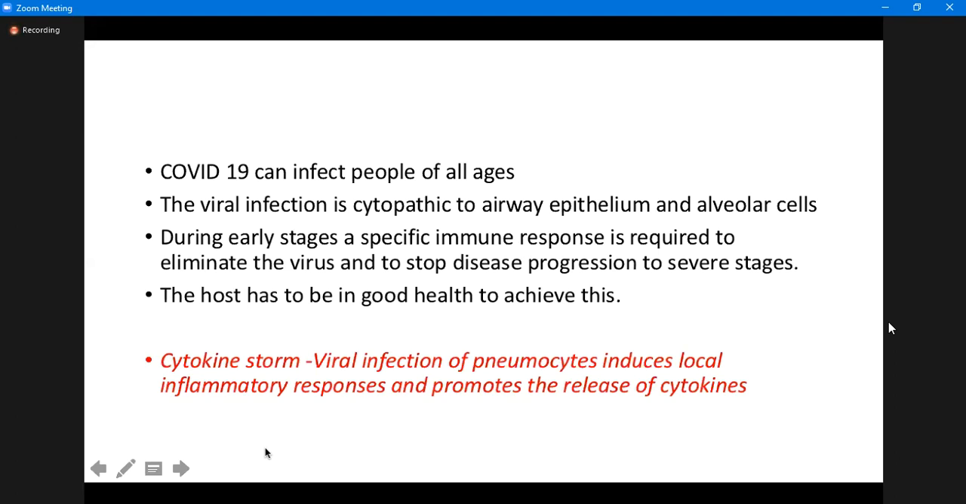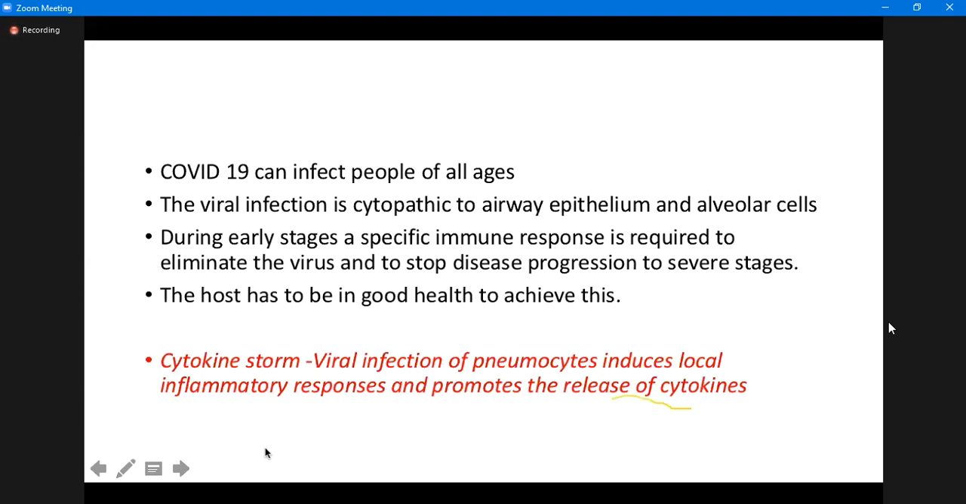The host has to be in very good health to achieve this. So hosts who are elderly, it is shown in almost all the studies, age is a major risk factor. Above 55 years, and with aging, the risks progressively increase. Then the other comorbidities, notably hypertension. Out of many, hypertension is one of the most dangerous. And then diabetes, coronary artery disease, cerebrovascular disease, malignancies, kidney disease, lung disease, and obesity, and not forgetting already existing previous lung disease.